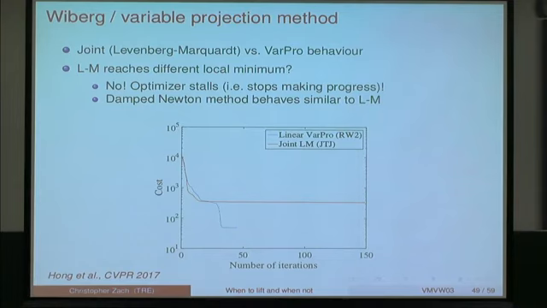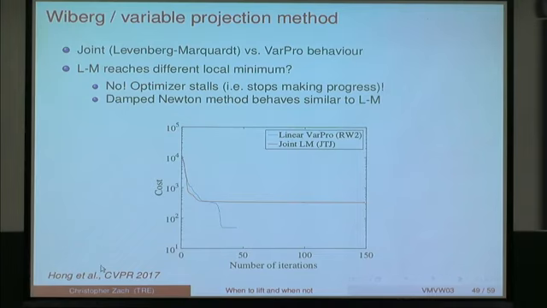And one might ask, is this specific to the Gauss-Newton approximation? In the literature it was reported that damped Newton performs equally badly. So that's common to a number of optimization methods.